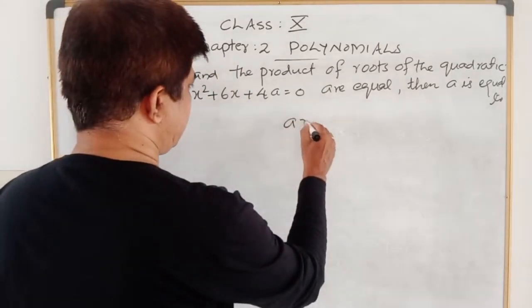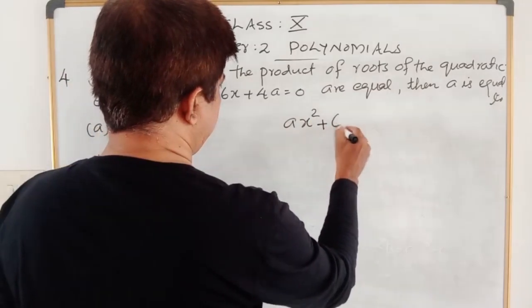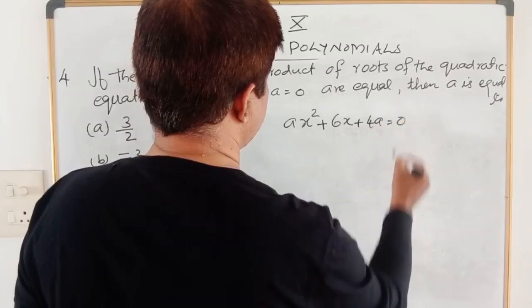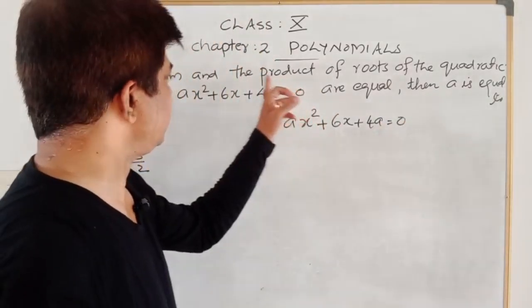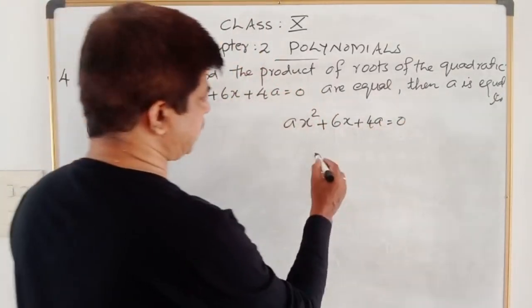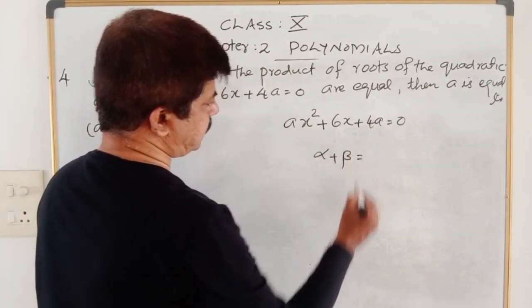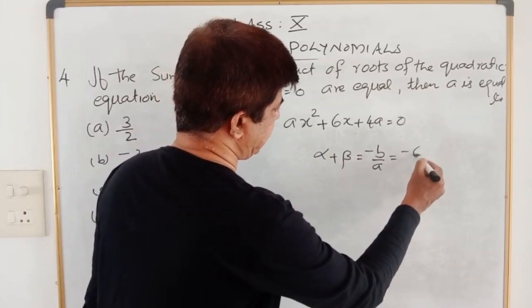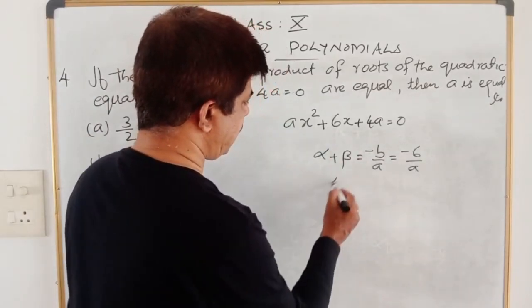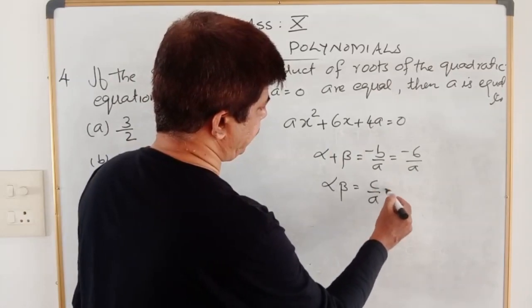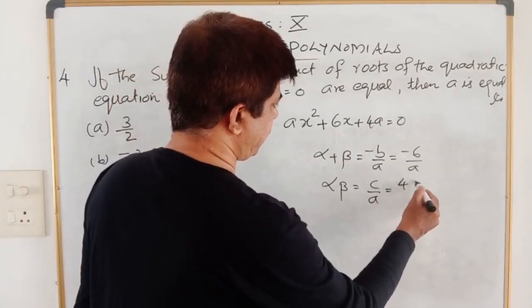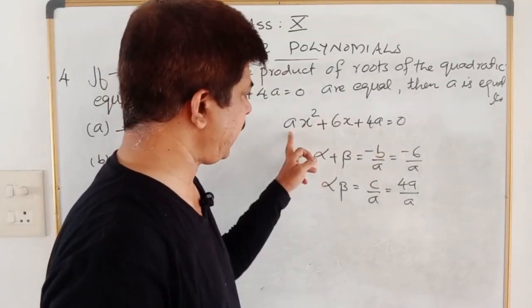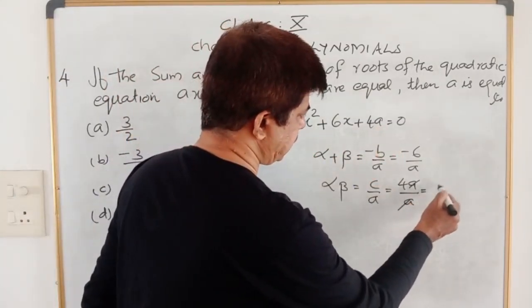So we are given a quadratic equation, ax square plus 6x plus 4a is equal to 0. But according to the question, what is the sum and product? Sum is alpha plus beta. Minus b by a means the sum is negative 6 by a. Their product, we know, is c by a. What is c by a? c is 4a, so 4a by a, a can be cut, giving 4.